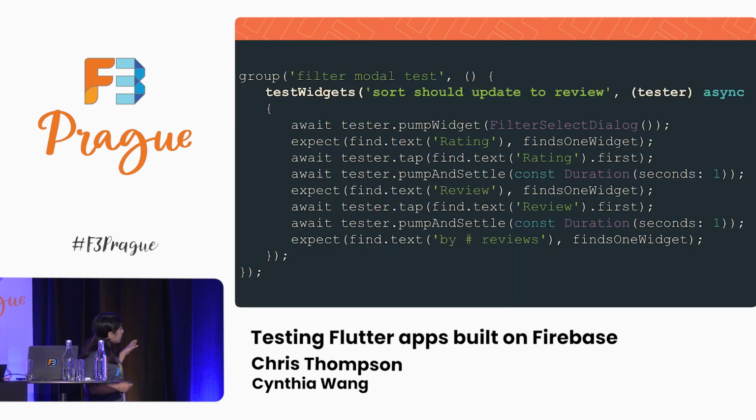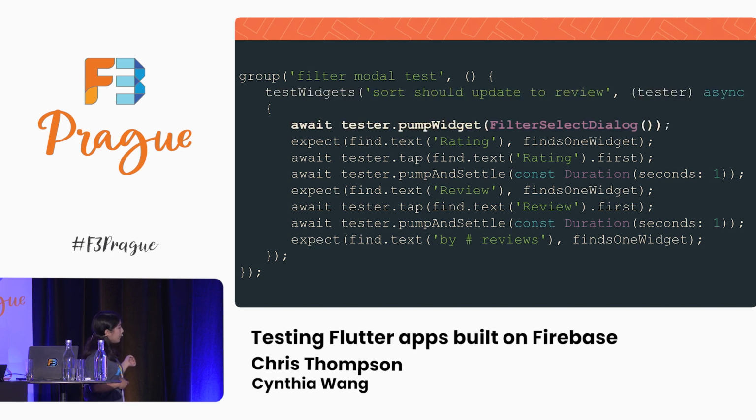So recall the filter bar at the top of our app, which is default sorted by rating. We want to ensure that the filter's default state is what we expect, and that by selecting review in the dropdown, it'll display changes to review. So kind of like unit tests, we have the testWidgets function from Flutter, and it introduces a tester.